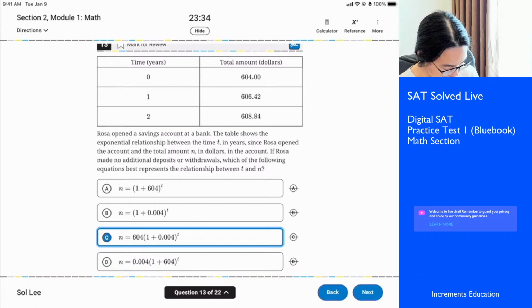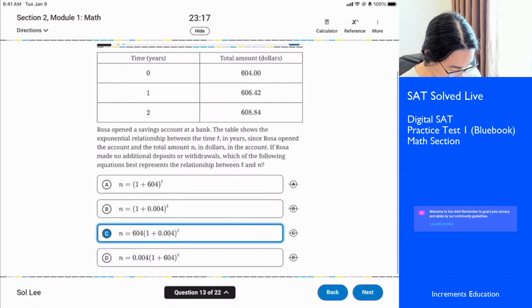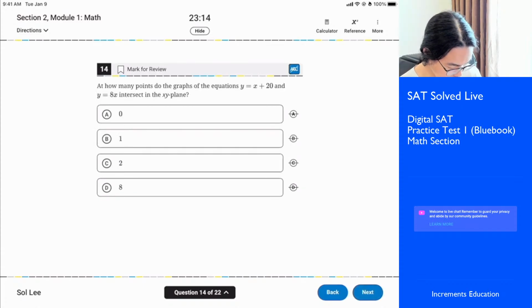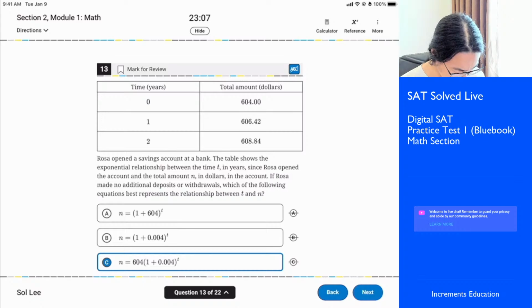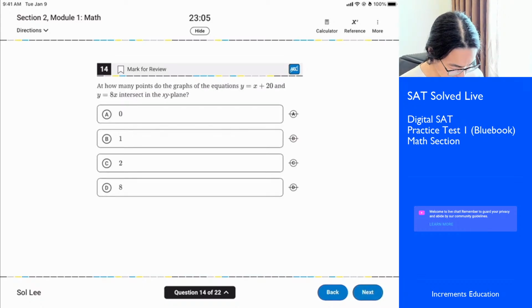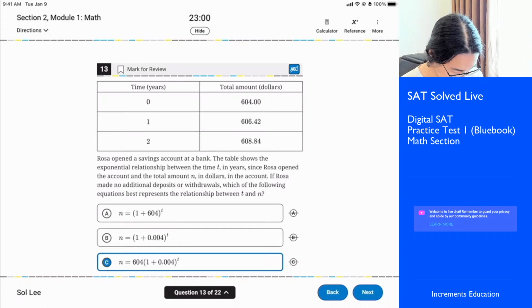Wait, hang on, what the hell? If I put t equals 0, then I'm gonna get 604. Oh, I see, yeah. If I put t equals 1, then I'm gonna multiply it by 1.004. I guess that's okay. Yeah, I'm just looking at the shape of it, and it's basically correct. It's the only one that could work, because that's the base. Yeah. All right, but the numbers in the chart seem kind of sketchy, but I don't know. I don't have the time to figure it out. Yeah, I chose the right one.